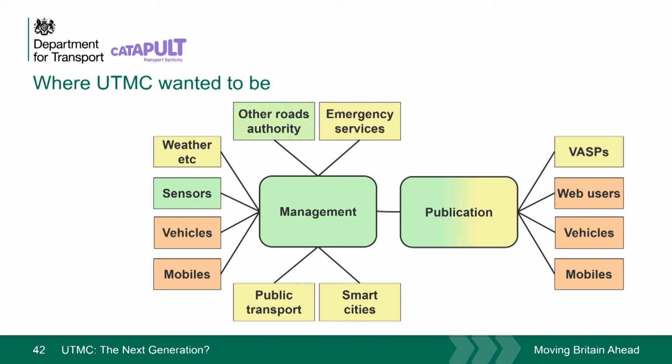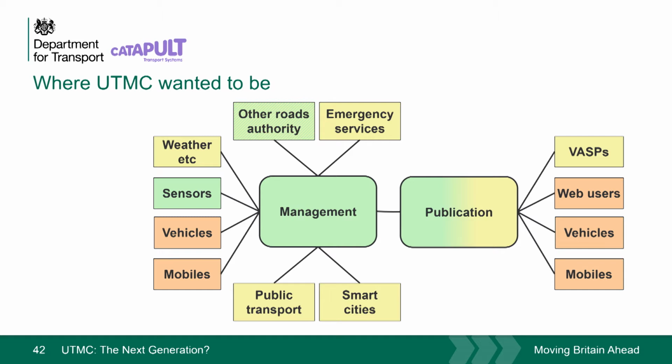And actually, UTMC delivered a lot of that on the left-hand side. It turns out it wasn't quite the right thing to deliver the right-hand side. It wasn't the right types of technology to form linkages with vehicles and mobiles and other things. And certainly, in terms of vehicles, back in 2014, we had no way of predicting how CAVs would develop.